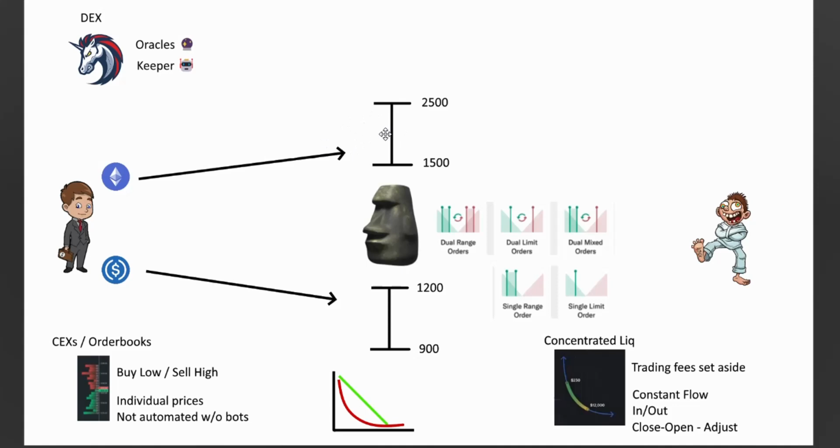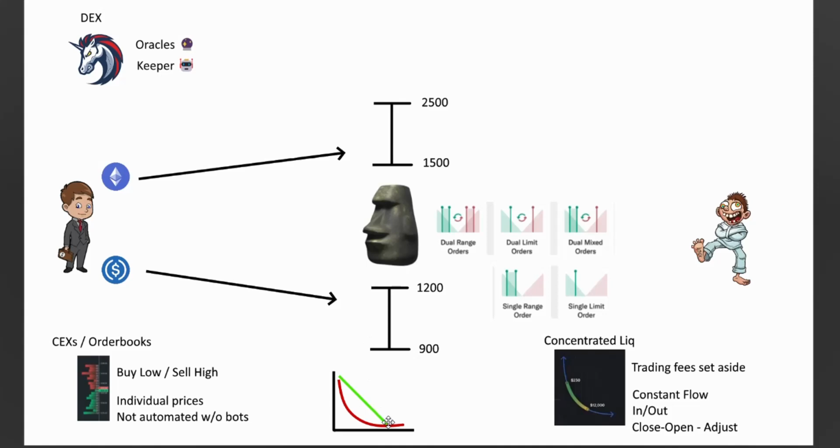He can just use individual lines if that's what he wants to do, or he can do a range and a line, or he can even just use one token. Like, all he wants to do is sell Ethereum at this price. He doesn't want to buy anymore. So he can set those as well. So single limit orders or single range orders, okay?